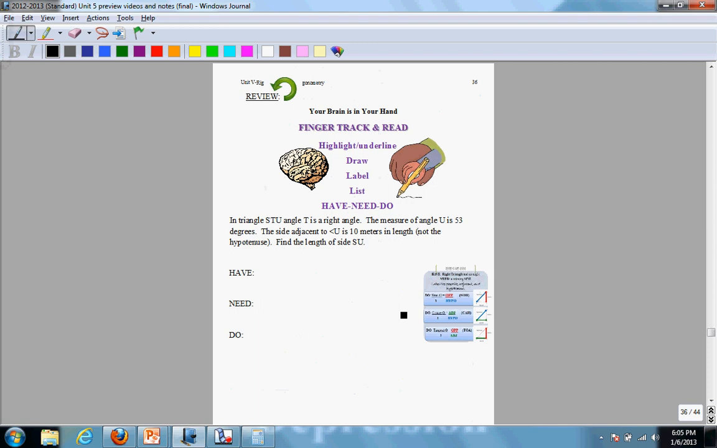We're going to follow your brain is in your hand technique. We're going to finger track read, highlight, underline, draw a label list, and then follow have, need, do. So let's finger track and read first this particular problem.